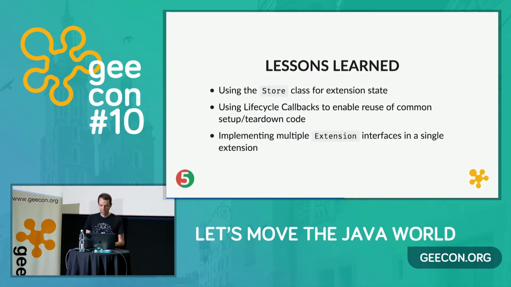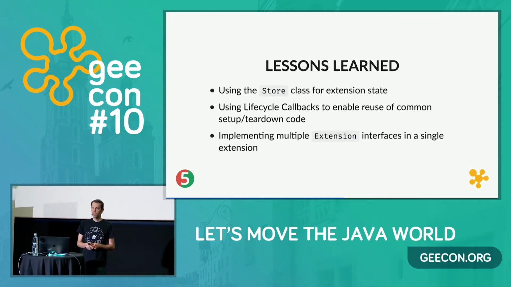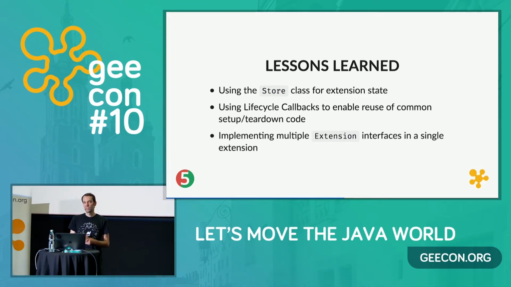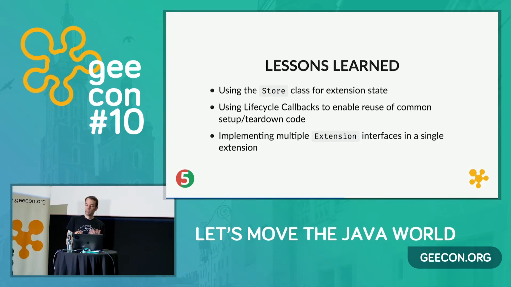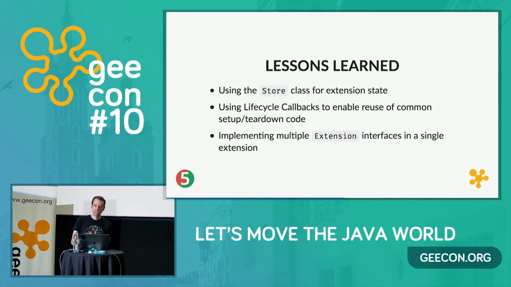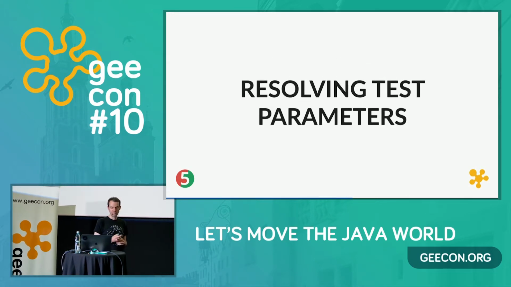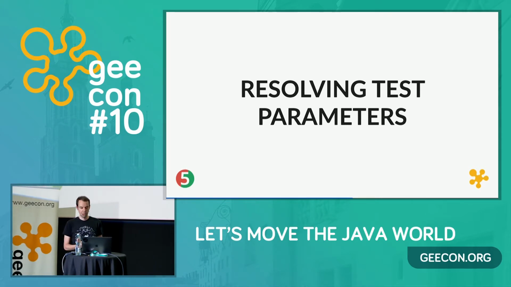All right. So in this example, we have seen how to use the store class for extension state, how to use lifecycle callbacks like before each and after each callback to enable reuse of this test fixture. And we have seen that we can implement multiple extension interfaces in a single extension. All right. The next example is about resolving test parameters.